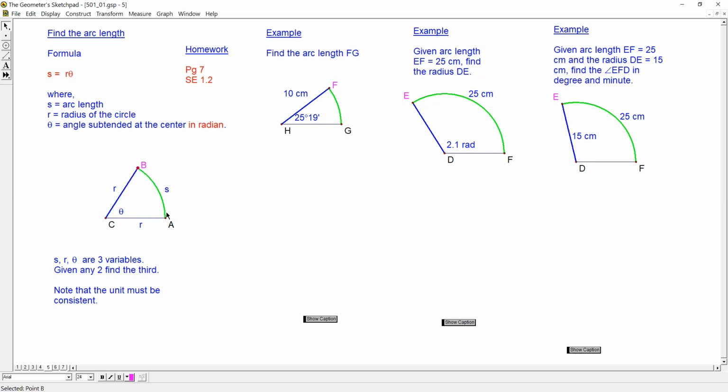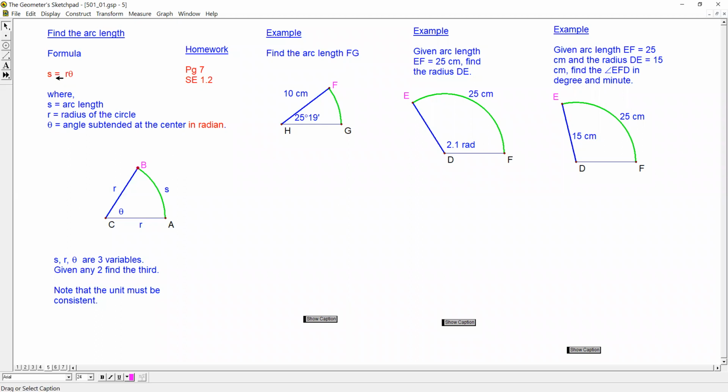If you want to find the length of this green line, you need to use the radius multiplied with the angle. You use the length of the radius, multiply with the angle. But this angle you must change to radian. If the angle is given to you in degree, then you have to change to radian. So that's all. The arc length is the radius multiplied with the angle in radian.